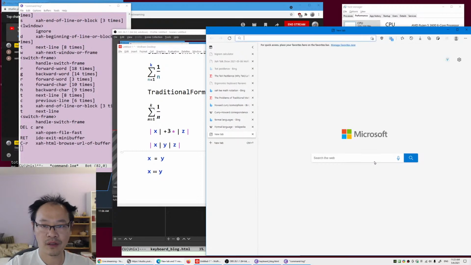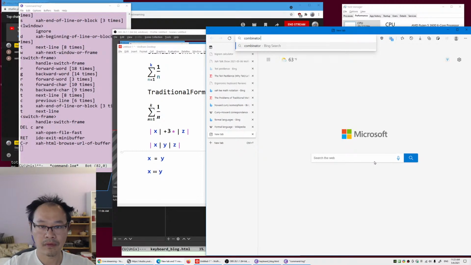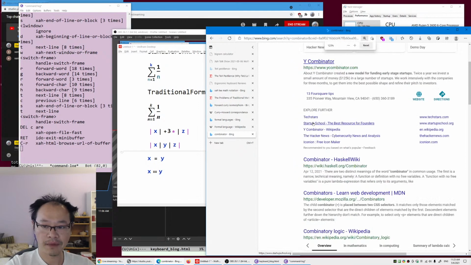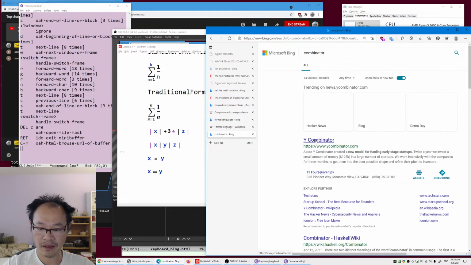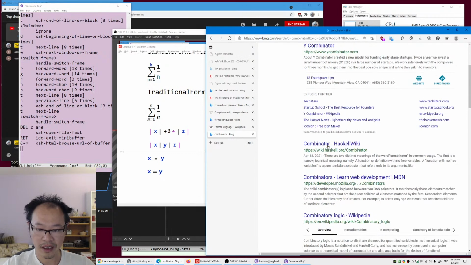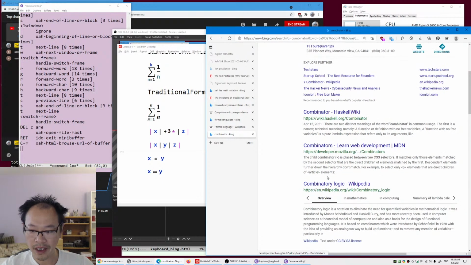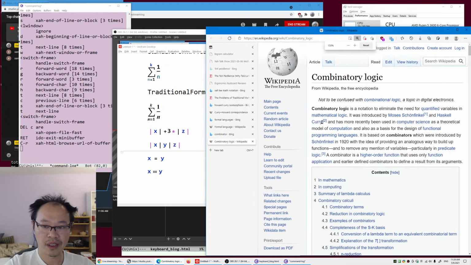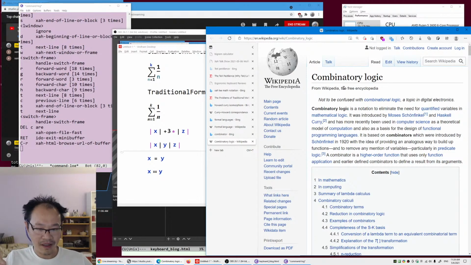So let's look it up. Here we have the Y Combinator, the famous startup incubator started by Paul Graham, one of the great Lisp programmers. Now, combinators. Let's look at Wikipedia. You can go read about combinatory logic. So why is it called logic? Because combinators and lambda calculus, both of them.